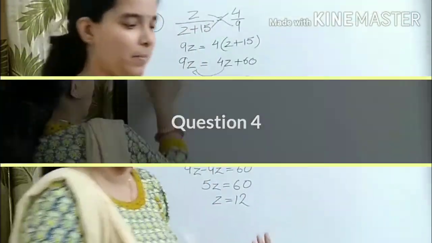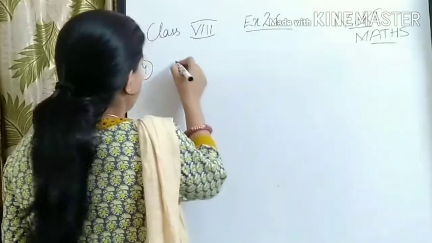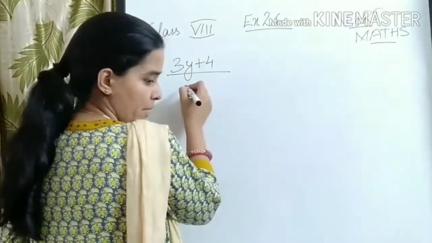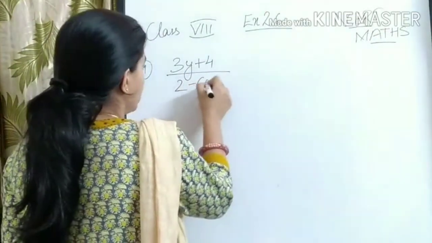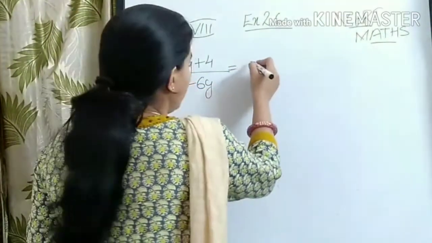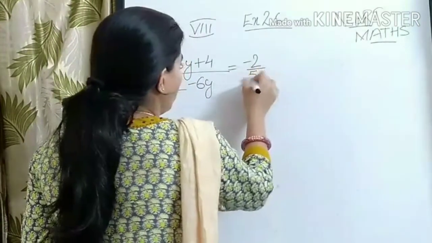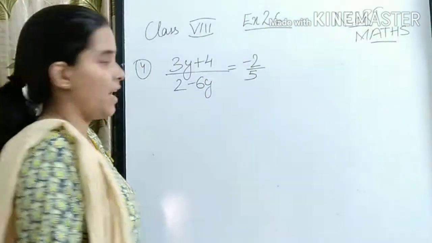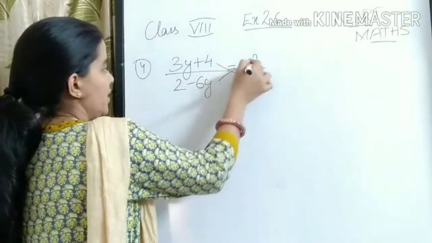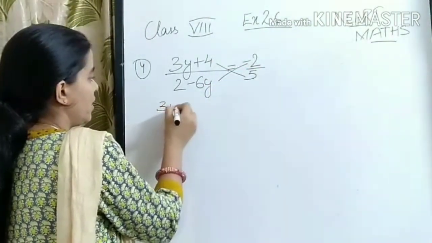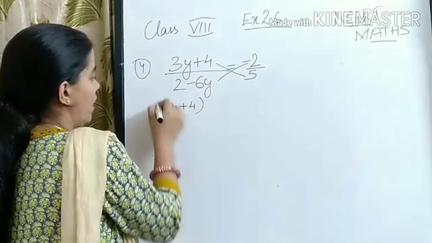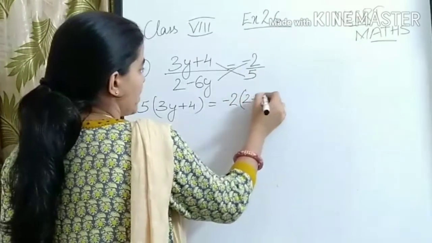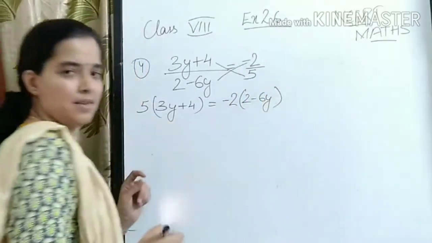Question number 4, which says 3y plus 4 divided by 2 minus 6y is equal to minus 2 upon 5. This is the next question. And in the same way we have to do the cross multiplication. Just take the terms here. So it will be 3y plus 4, outside there will be 5, is equal to minus 2, and inside the bracket it is 2 minus 6y.